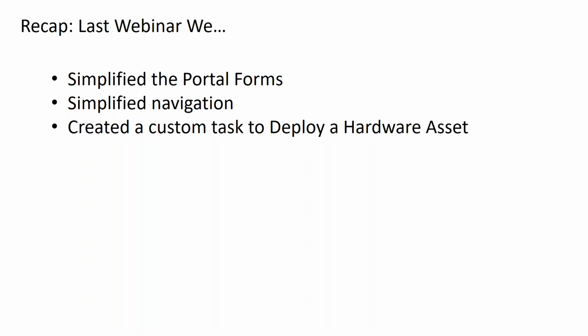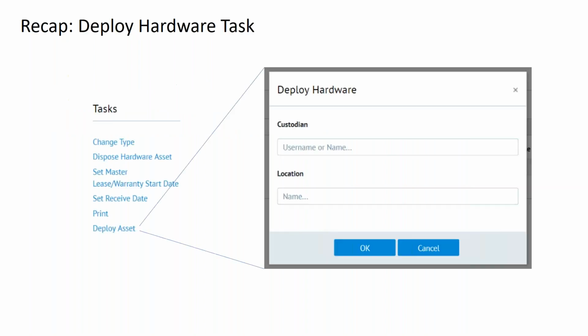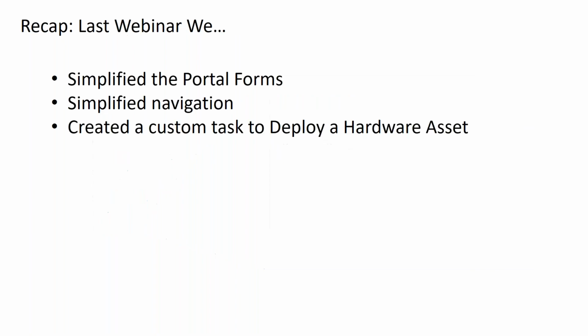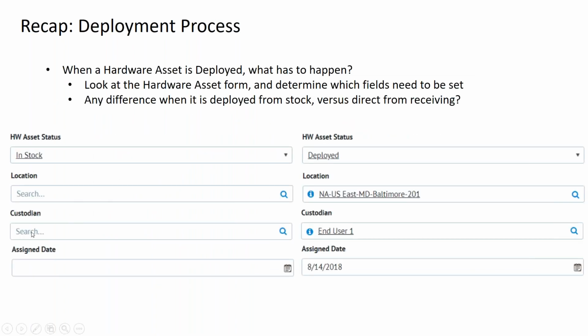And then we also created a custom task to deploy a hardware asset. And quick recap of that task is it added a deploy asset task to the hardware asset page that only appeared when an item was in stock or received, because those are the only states where it should be able to be deployed from. And then we prompted for that custodian and that location, which were two of the fields here, custodian, location, and then we just auto set the status and auto set the assigned date.